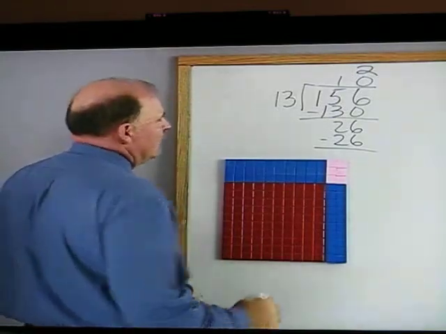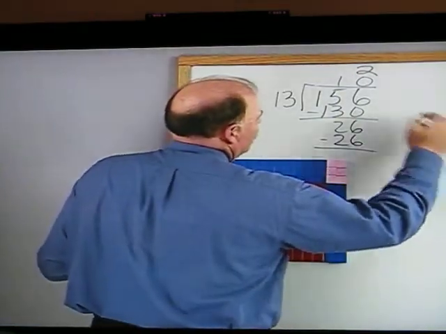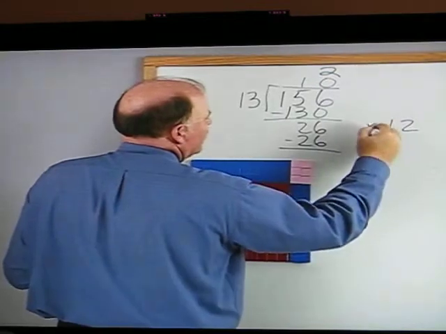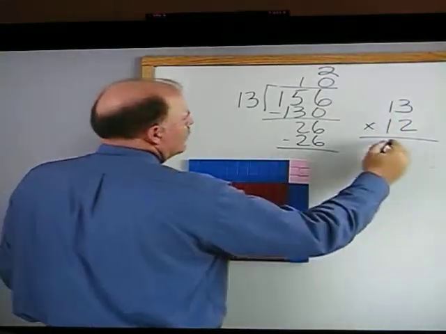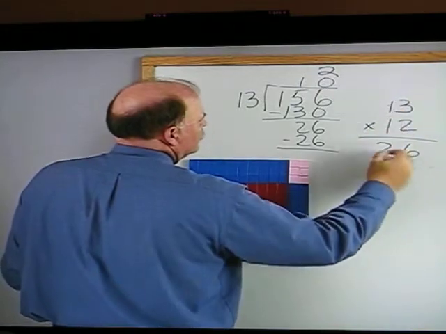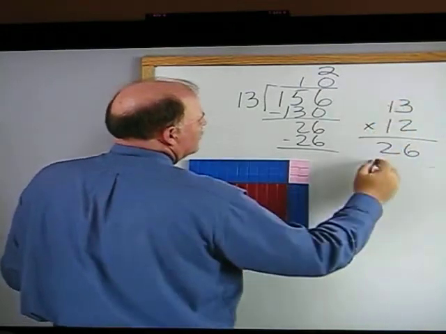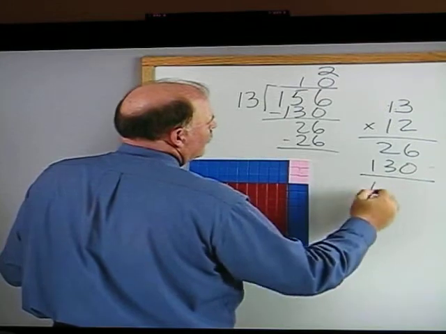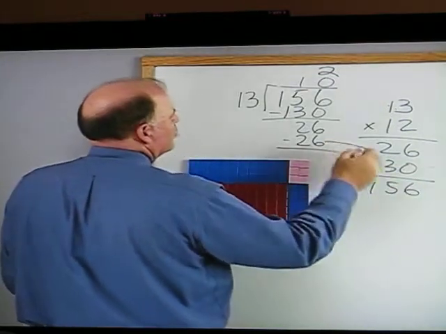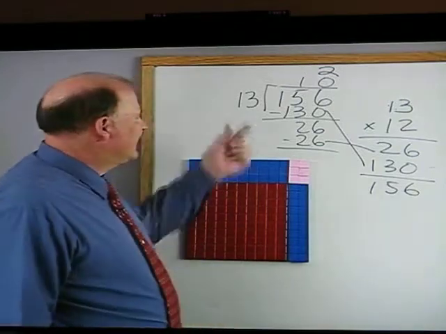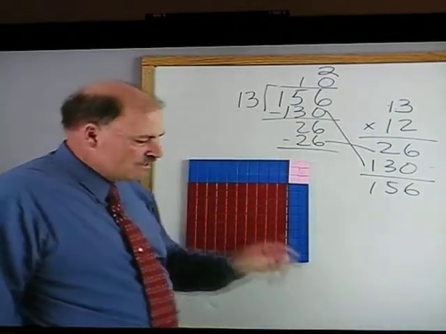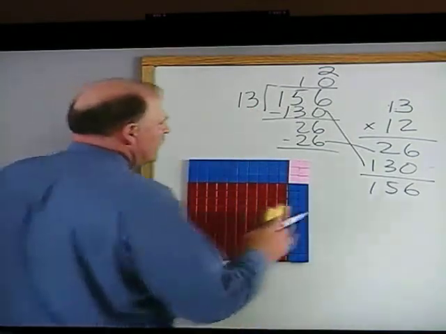If we were to check it, we put the 12, put the quotient in first line, times 13. What's 2 times 13? 6, 2, 10 times 13 is 130, 156, and there's the 26, and there's the 130. Like that? So now we're doing double-digit divisors. This is the first time. Let's try another one.